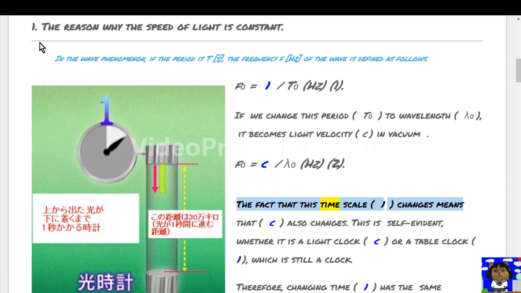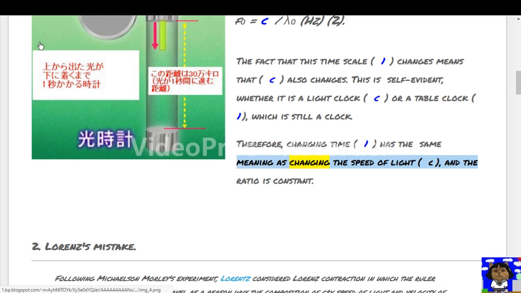The fact that this time scale, (1), changes means that c also changes. This is self-evident, whether it is a light clock, c, or a table clock, (1), which is still a clock. Therefore, changing time, (1), has the same meaning as changing the speed of light, c, and the ratio is constant.